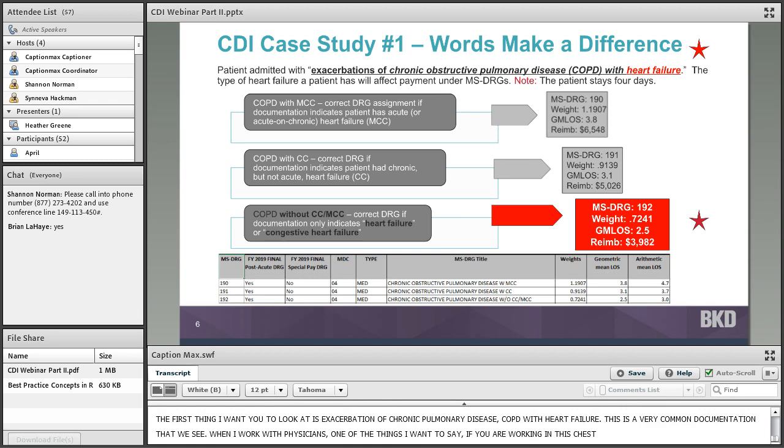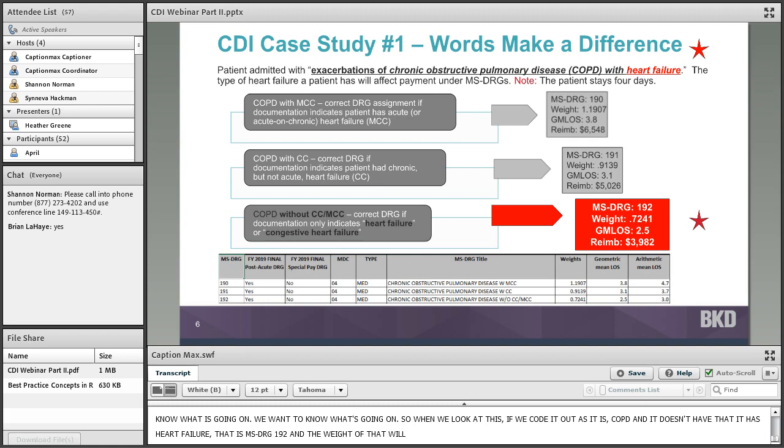When I work with physicians, one of the things that I want to say is, if you're working in this chest area, if there's heart failure, we need to know what's going on. So when we look at this, if we code it out just as it is, when it says COPD, and it doesn't have a CC or an MCC because we don't have specified heart failure, that goes to MSDRG 192.